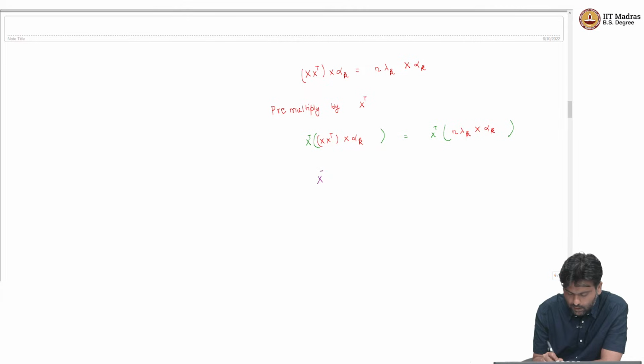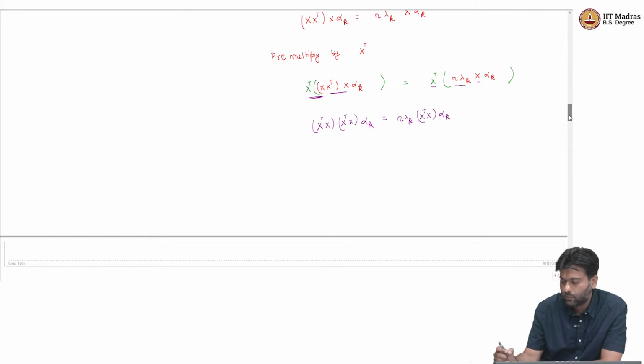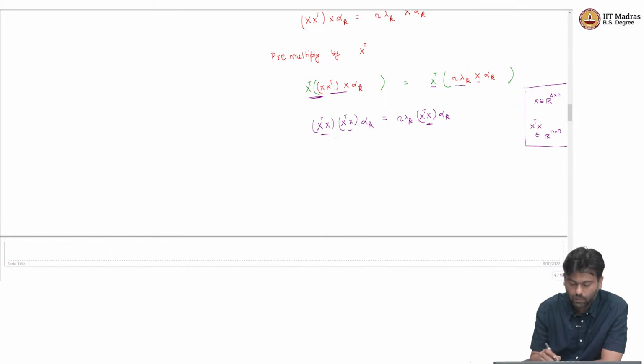In other words, I can do it as x transpose x into x transpose x into alpha k equals n alpha k, where n is a constant that can come outside. Basically, I am combining these two and these two. This x transpose multiplies this x transpose x into alpha k. Now, this is a matrix, this is a matrix, this is a matrix. Remember x was in R d cross n. So, x transpose is n cross d, x is d cross n, so x transpose x is n cross n. That is just to remember.